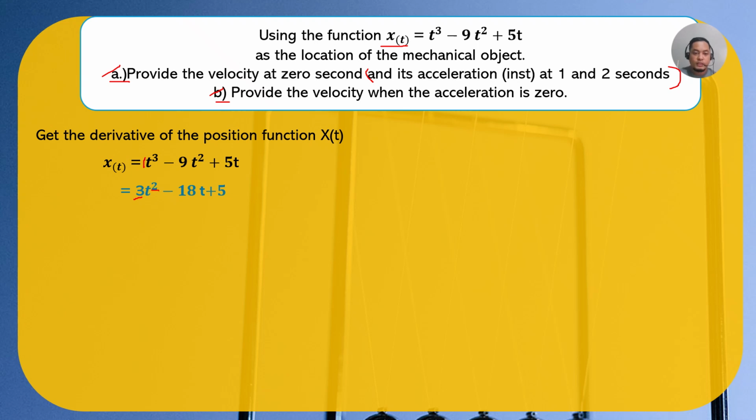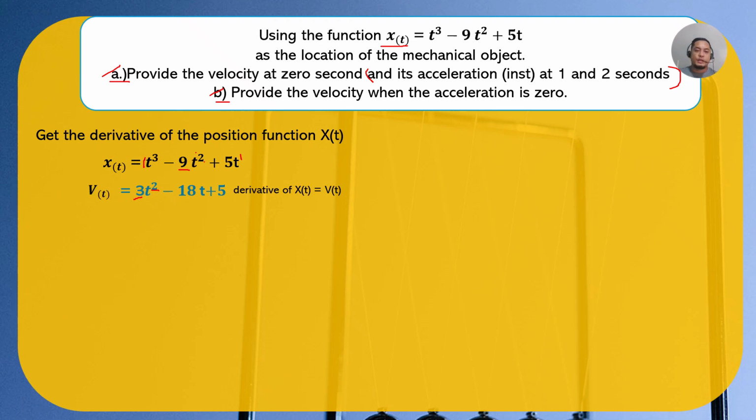So you have 3t squared minus 2 times 9, you have 18, and then t squared, with exponent 2 minus 1, is now t. And then you have 1 here, so 1 times 5 is 5, and then 1 minus 1 is 0. That's why it becomes a constant here, 5. So this is now the first derivative of our position function, and this will be our velocity function.